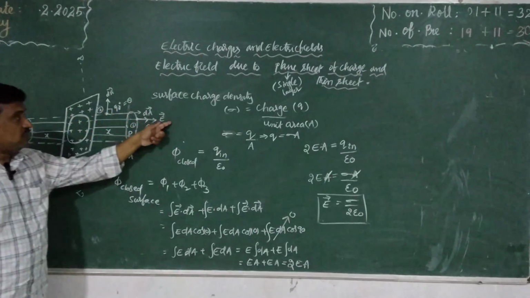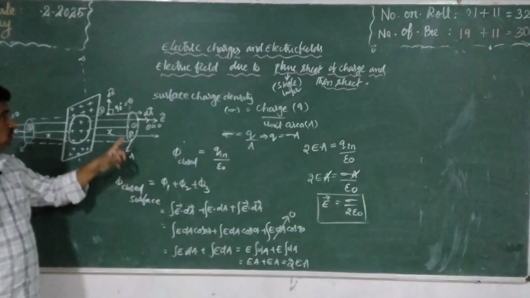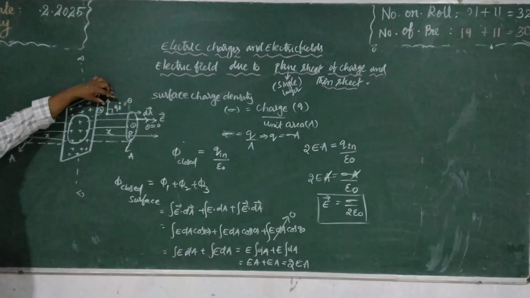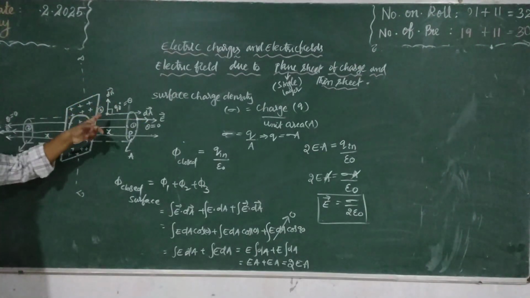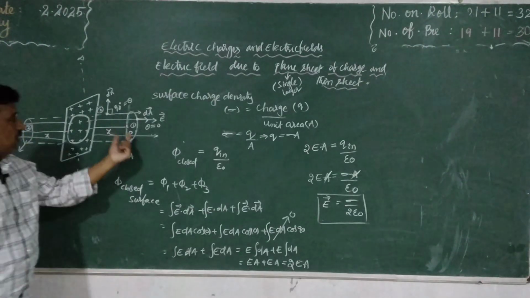This is the direction of the electric field, and this is the area vector dA. What is the angle here? Theta is 0. Here the electric field is in this direction and the area vector is this one, so perpendicular, theta equal to 90. For the second surface, the electric field is in this direction, area vector the same, so theta equal to 0. The total area here is A, and the total area here is A.